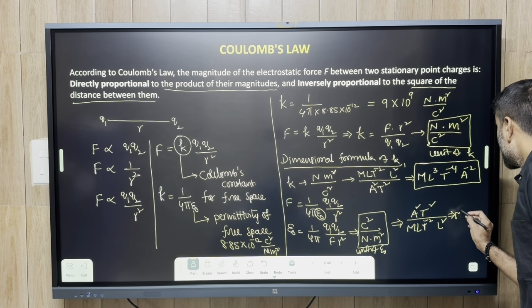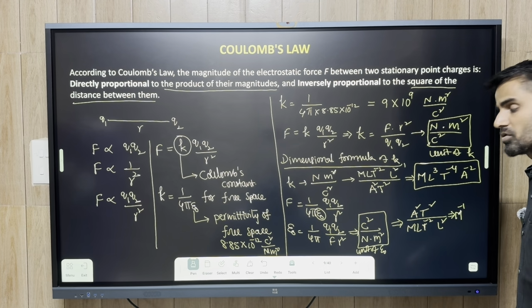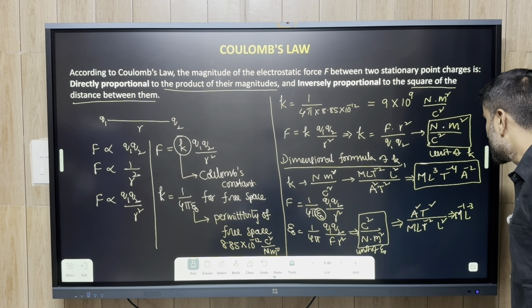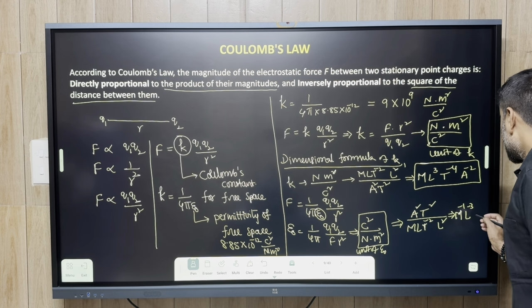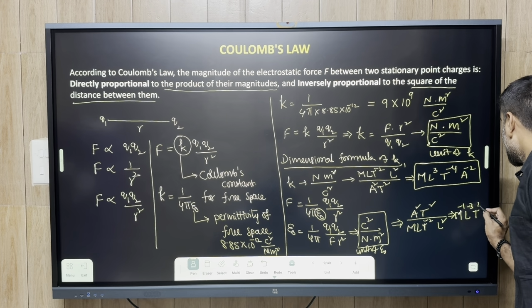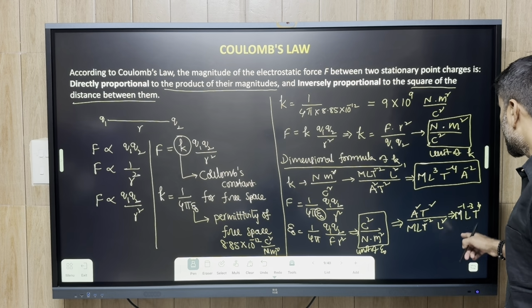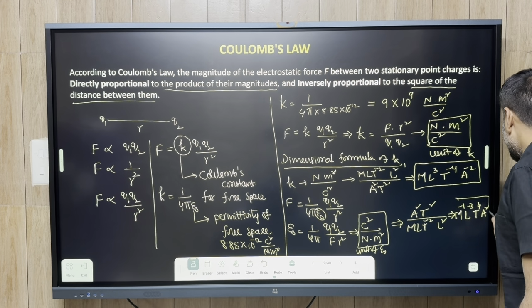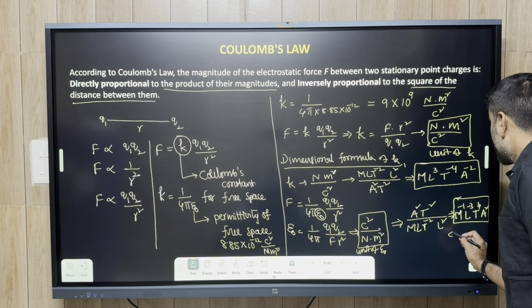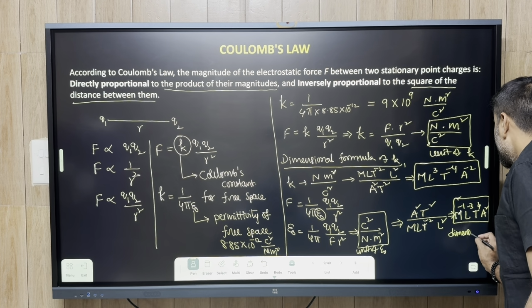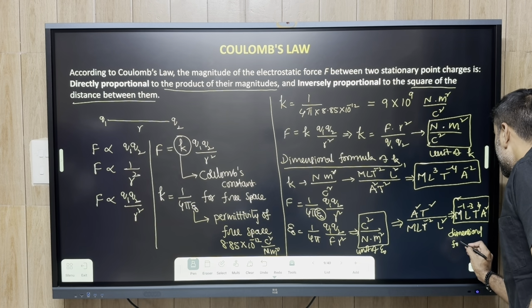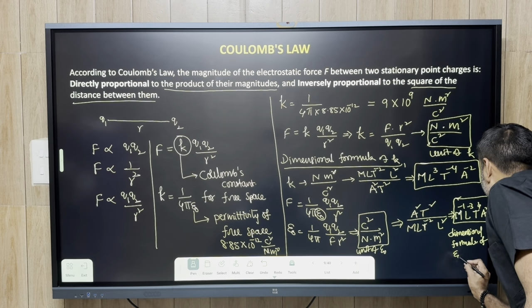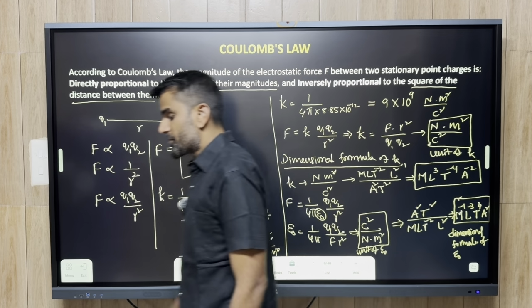What are we getting? M minus 1. This M can be taken to the numerator, and we have L3 here. So L minus 3, and we have T minus 2. If I take it to the numerator, T to the 4, and what am I left with? I am left with A2. So this is the dimensional formula of epsilon naught.